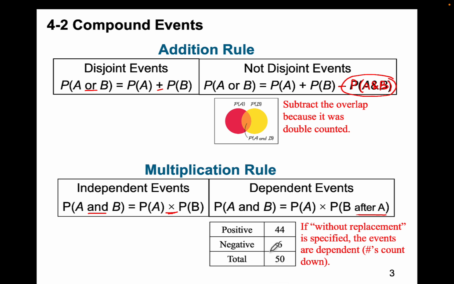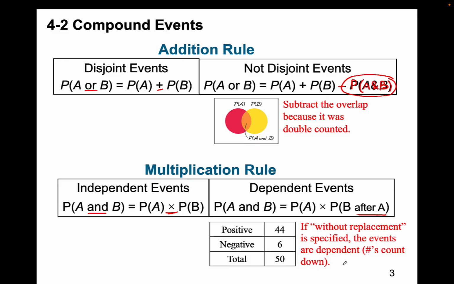Here we have a finite set of outcomes, 50 of them, in a table for us like this. These are for test results. We've got 44 of them were positive test results, and we've got 6 of them were negative test results. Now, to use the multiplication rule here, we would check if "without replacement" is specified. So you'll look for that in the wording of the question. If it says without replacement is specified, then the events are dependent, okay? And that would mean that the numbers will count down.